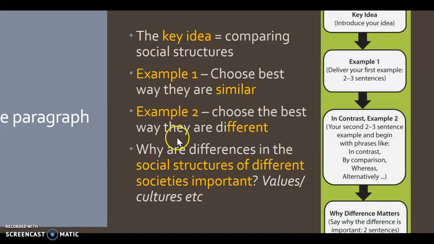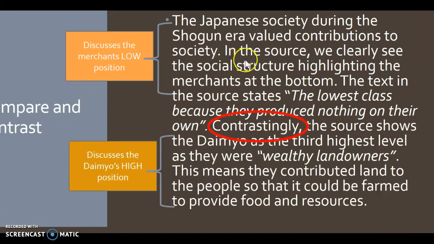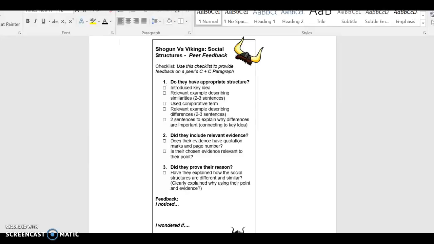So you're putting the two things together. That's how in my paragraph, I wasn't saying similarities, I was simply saying merchants had a low social position, whereas the daimyo had a high position. So it's not always going to be similarities versus differences. It depends on what you're comparing and contrasting. So let's go back to the peer feedback checklist.